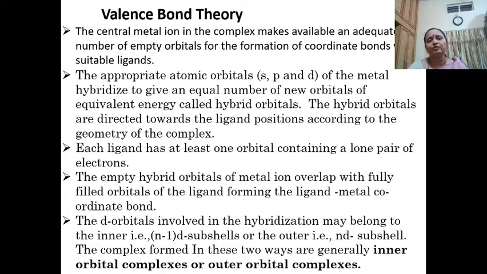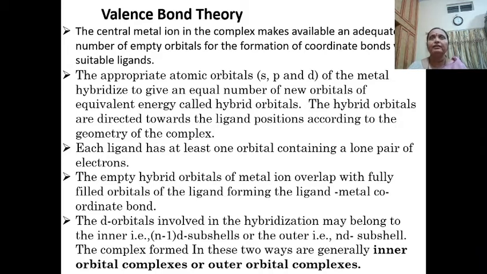Recollecting the valence bond theory, the central metal atom in the complex makes available an adequate number of empty orbitals for the formation of coordinate bond with suitable ligands. The appropriate atomic orbitals of the central metal atom uses its s, p or d orbitals to give equal number of hybrid orbitals, and the hybrid orbitals are going to be directed to the ligand position according to the geometry of the complex.